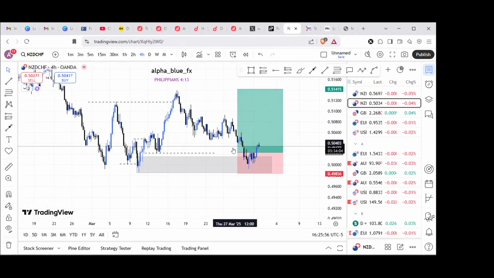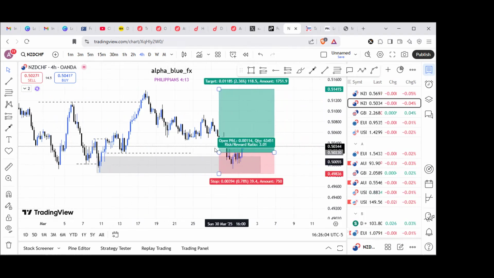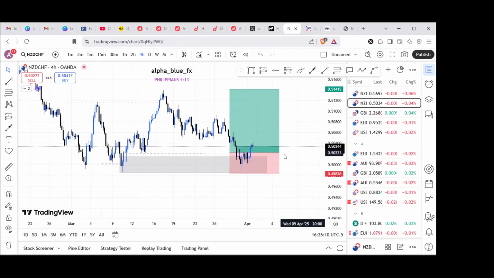So what I then did was to wait for price to come back into this other block here, come back into this area of demand, of which it did. It came in and tapped my entry and it is moving. As you can see right now, price is already moving in profit. It's moving in little profit.